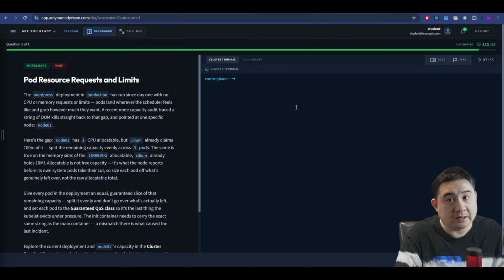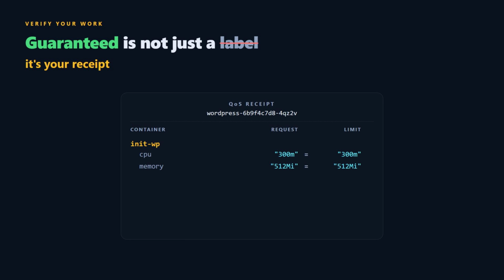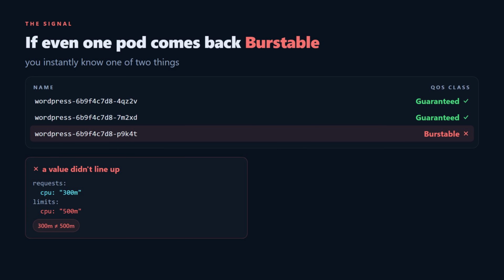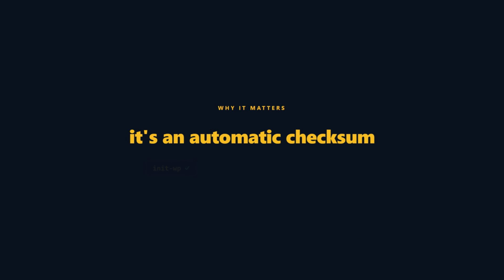Now let's verify our work. All 3 pods are running and all 3 are Guaranteed. And let's be clear, Guaranteed is not just a label. It's your receipt. It's Kubernetes confirming that every container has a matching request and limit. If even one pod came back Burstable, you instantly know that a value didn't line up or a block was missing. It's an automatic checksum.